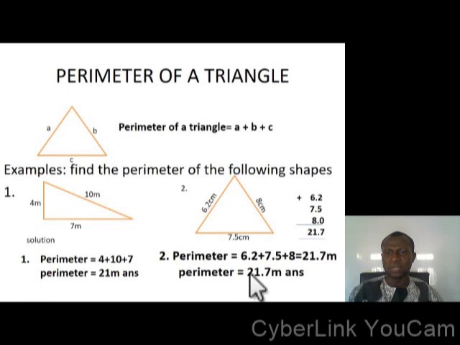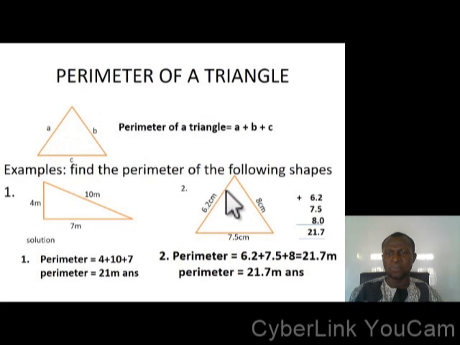Perimeter of a triangle. Here is a triangle. A triangle is a polygon with 3 sides. No matter the type of triangle, be it isosceles triangle or equilateral triangle, once the values are given, you should be able to add all of them together. That gives you the distance around the shape, meaning the perimeter of the triangle. So therefore, the perimeter of a triangle will now be A plus B plus C. In calculation, this A, B and C will be represented with numbers.